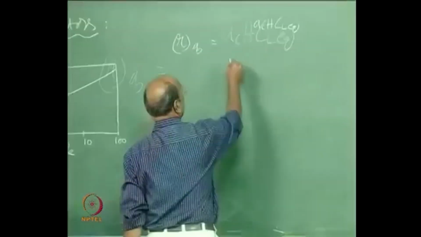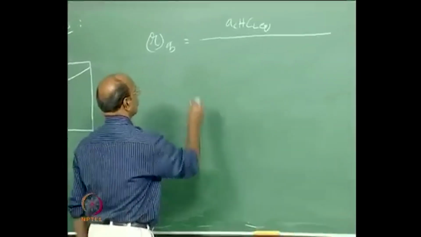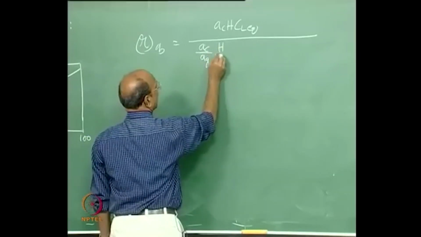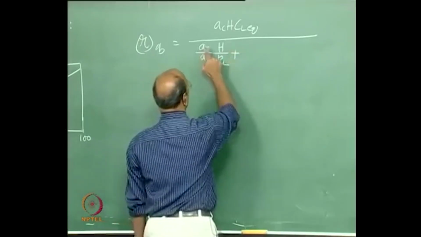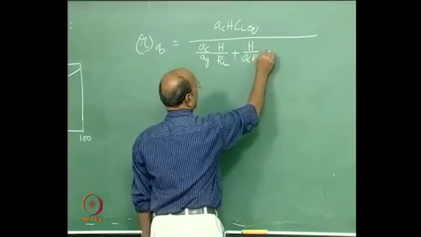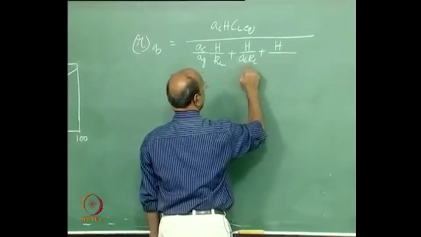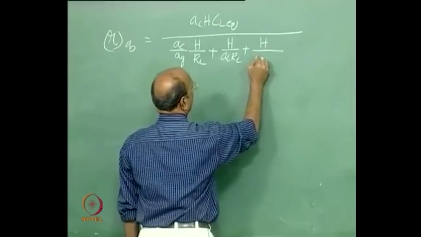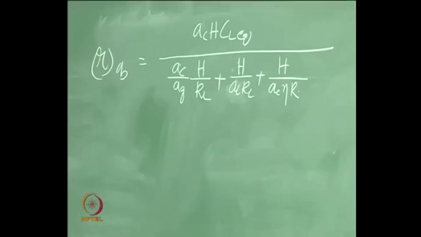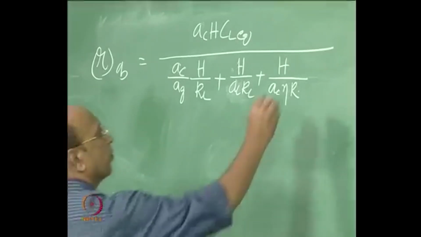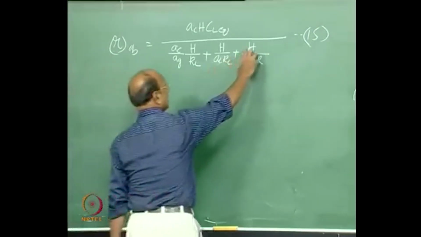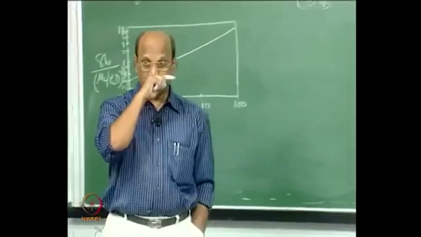So, this whole thing divided by 1 by kg, which I am dropping out. Then we will have AC by Ag H by KL plus H by Kc AC plus H by AC eta K. That is the equation, and I will call it 15. I have not written this equation earlier. Most of the time this last term is neglected. Do you know why?